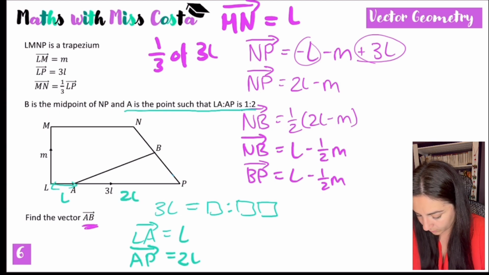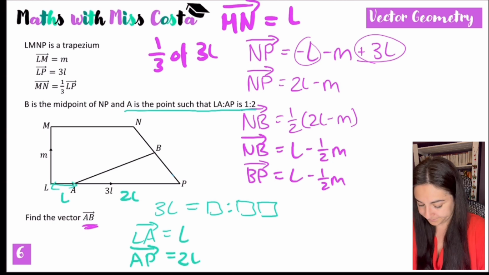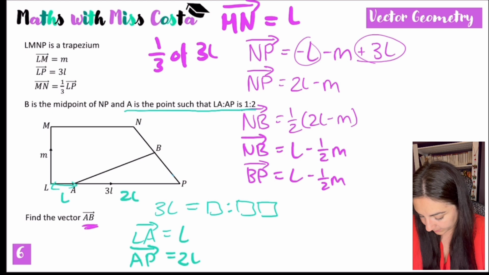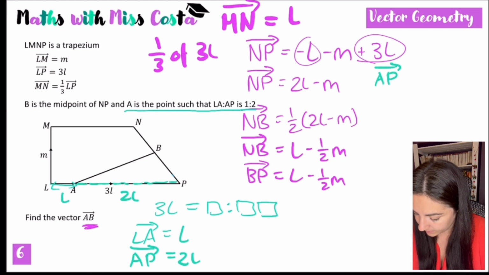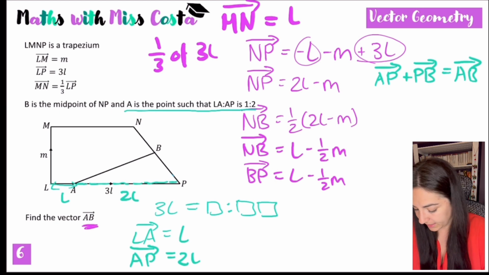So there's a few ways I could do this. I could either go along the route of AP plus PB, or I could go down the route of AL plus LM plus MN plus NB. Which way to go? Let's just go along this way. So A to P plus P to B would give me A to B. The route from A to B, I could go from A to P and P to B.